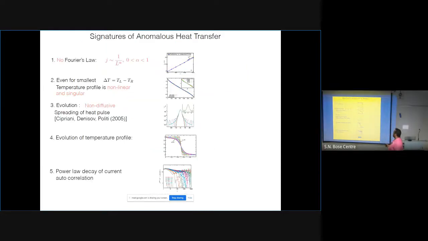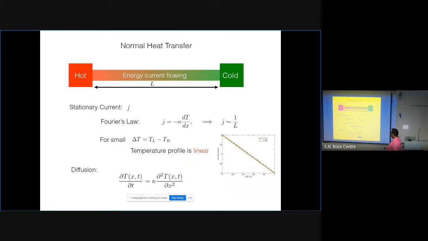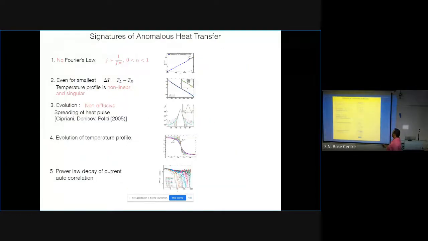Okay, so apart from that, there are many other signatures. For example, one of the signatures is that even for the smallest delta T, the temperature profile is not linear, as you are saying. It is not linear, and also it can have singular properties, like derivatives of the temperature profile at the boundaries can be diverging. Second, you can consider another situation in which you have an equilibrated system and you create a heat pulse, and ask how it evolves. Usually, for systems which obey Fourier's law, it can be obtained by solving the diffusion equation. But in this situation, it is non-diffusive.